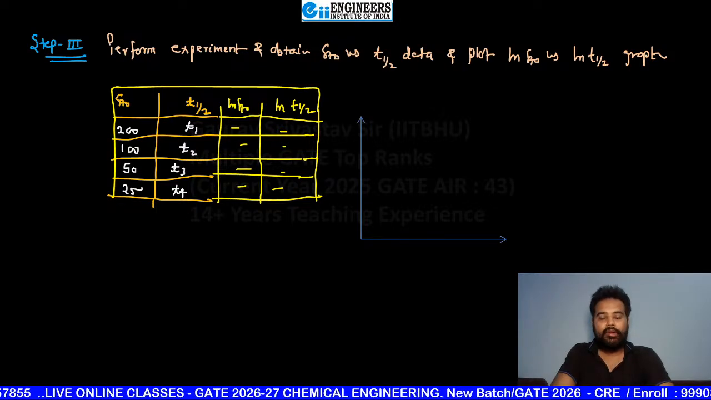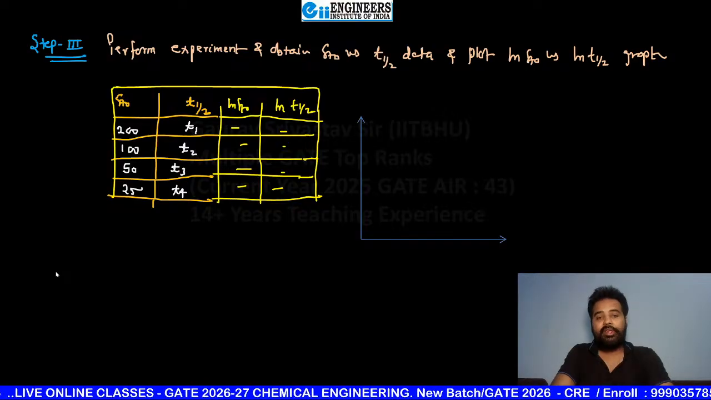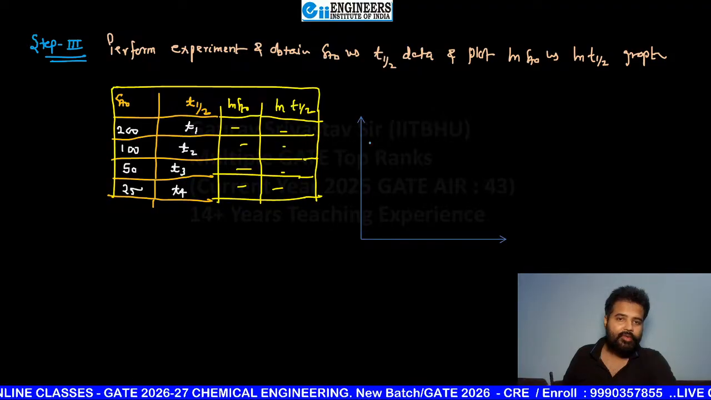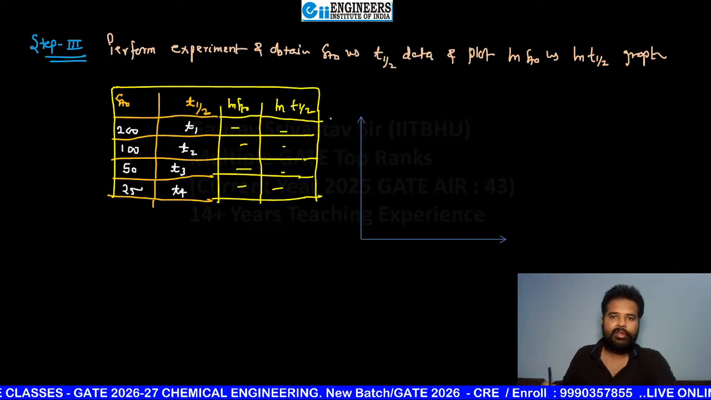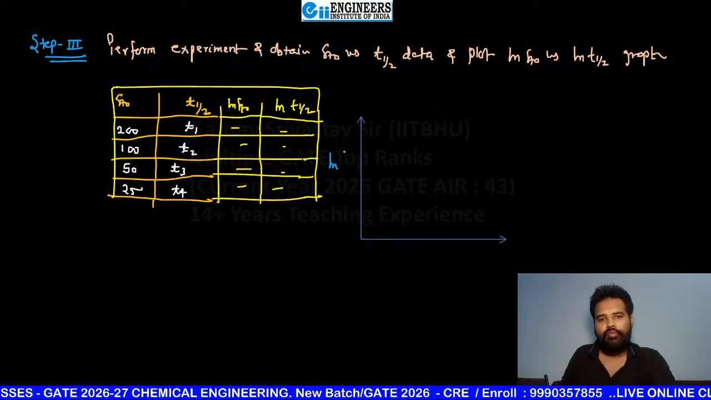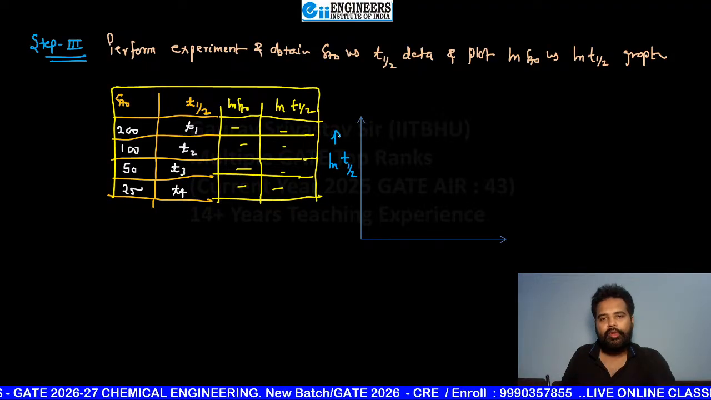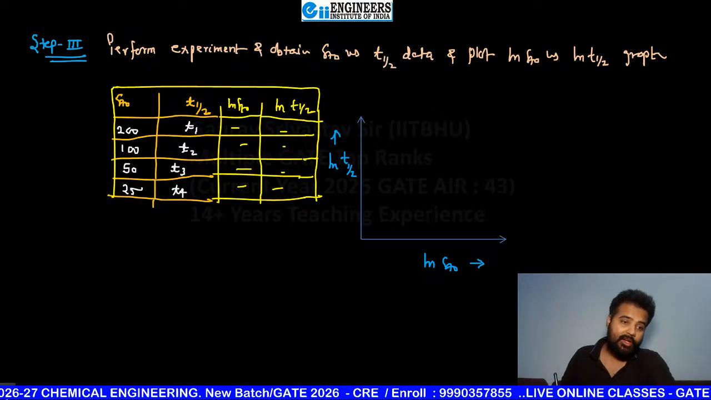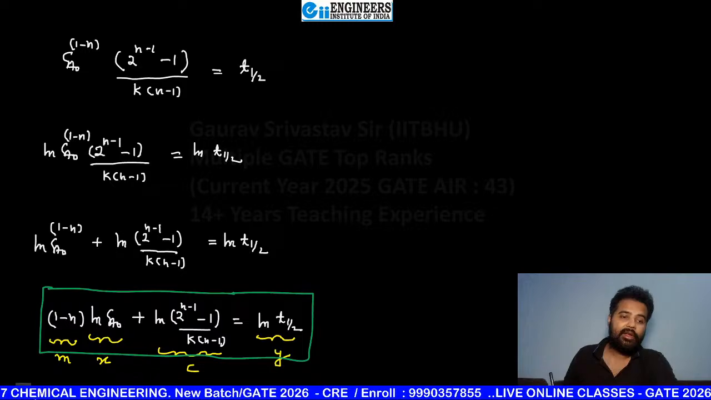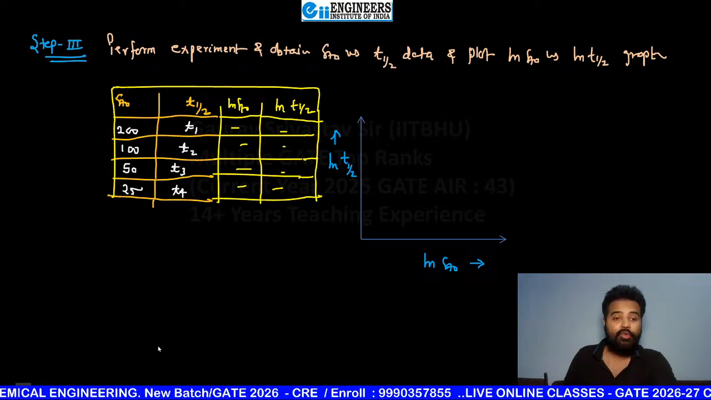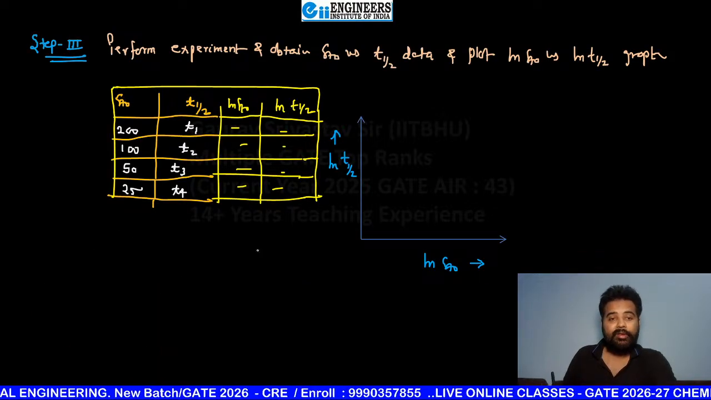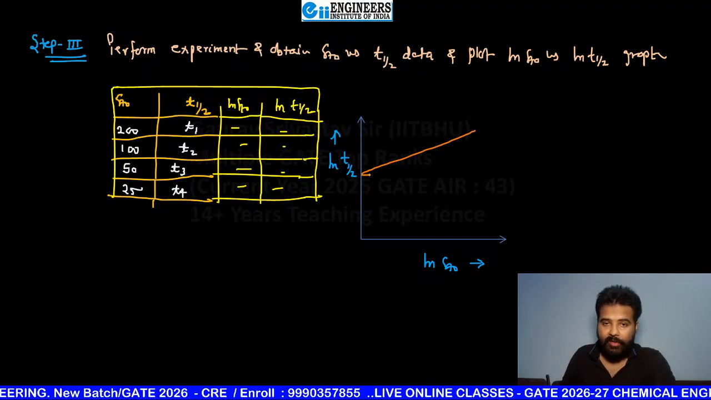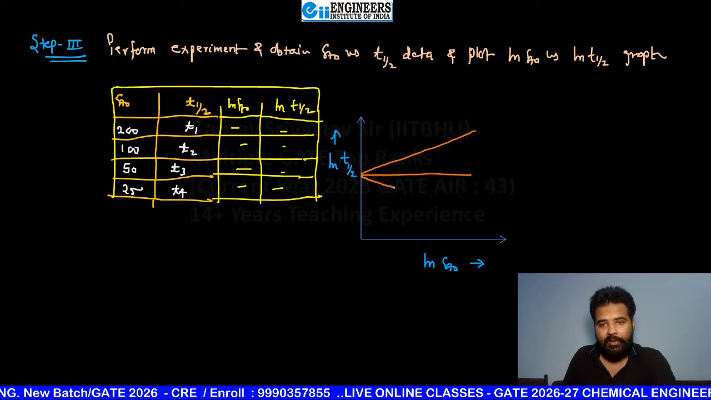This time the graph will be between ln of T half versus ln of CA naught. So ln of T half is on the y-axis, and here you have to take ln of CA naught. Now clearly this should be a straight line. This graph should be a straight line with some intercept value. So the graph can be like this, it can be like this, it can be like this.